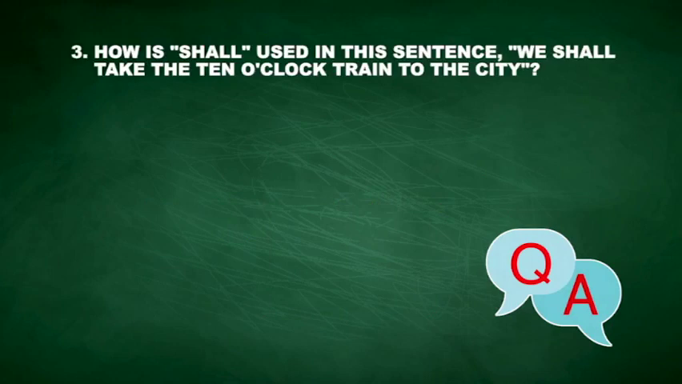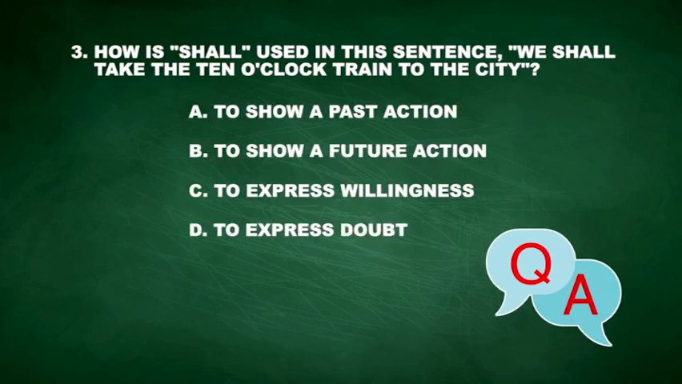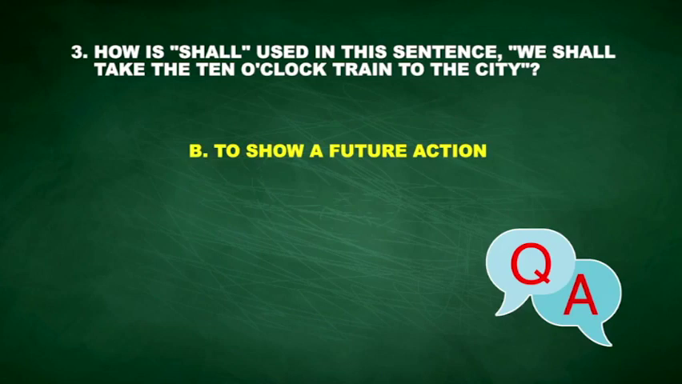Question 3. How is shall used in this sentence? We shall take the 10 o'clock train to the city. A. To show a past action. B. To show a future action. C. To express willingness. D. To express doubt. The correct answer is B. It is used to show a future action.